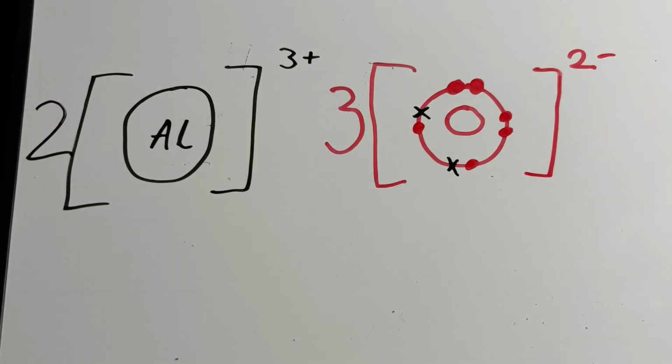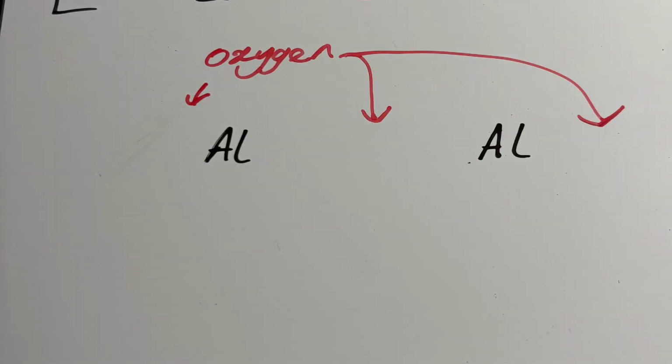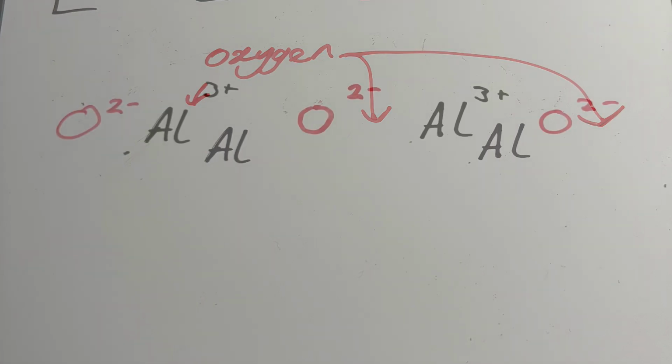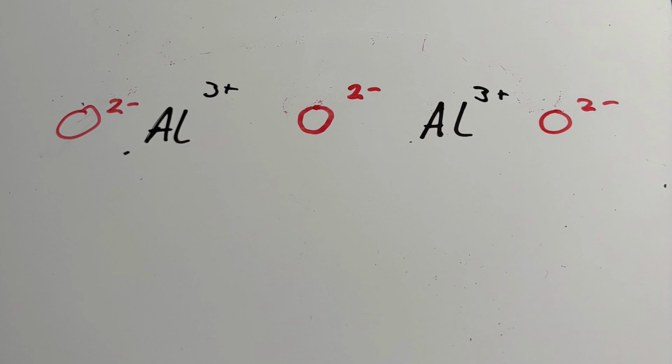So we draw out our dot and cross diagrams, and we write in our numbers, which is the ratio given to us in the question. Then we look at the shape of the molecule. So the aluminiums can't be next to each other, so they have to have oxygens in between them. This will create a large ionic lattice of aluminium oxide.